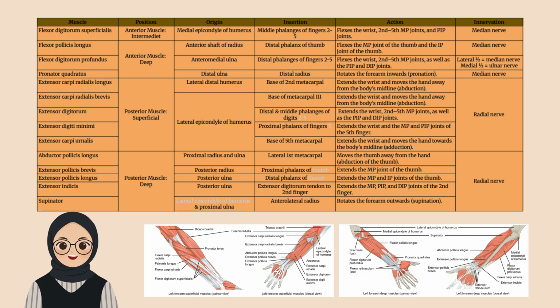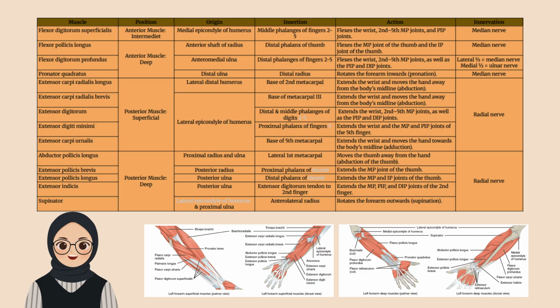nerve. And then extensor pollicis brevis. The position is posterior muscle, deep. The origin is posterior radius. The insertion is proximal phalanx of thumb. The action is extend the MP joint of the thumb, and the nerve is radial nerve.